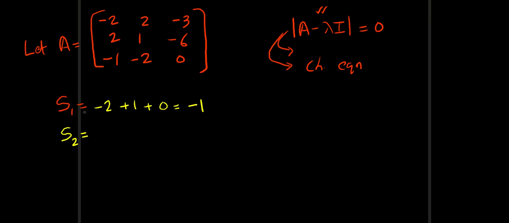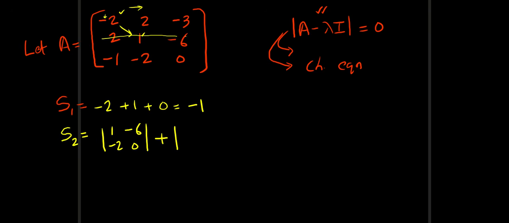S2 means the sum of the minors along the leading diagonals. So I ignore minus 2 and that row and that column. So I end up with the determinant 1, minus 6, minus 2, 0. You don't have to write the determinant and waste your time. You can calculate the determinant value in your mind. Plus determinant.